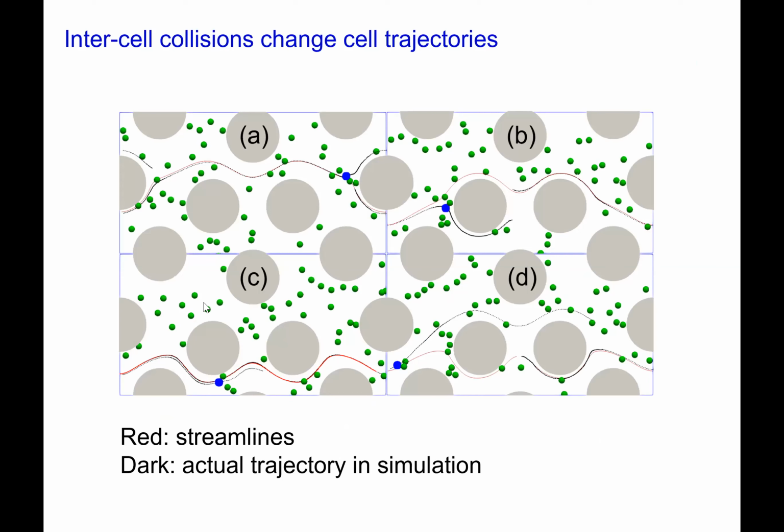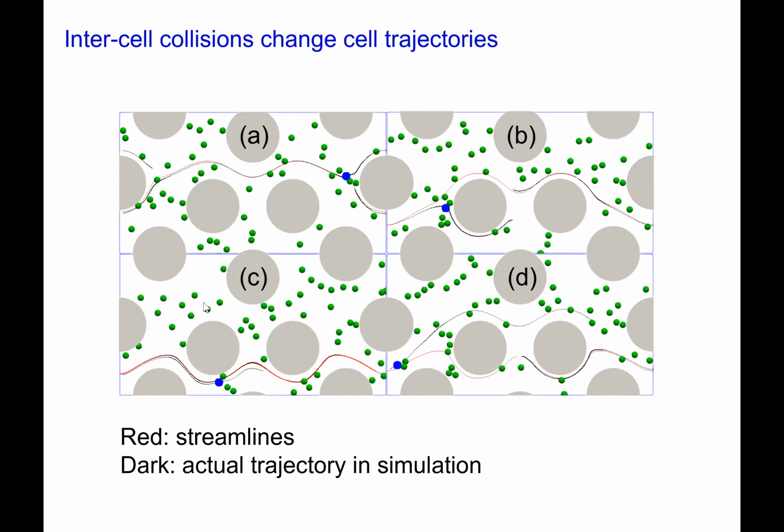As you can see, the red line shows the streamlines, where at each point the tangent direction indicates the flow velocity, and the dark line shows the actual trajectory of the cells in the simulation. As you can tell, if there's no cell collision, then the cell would follow the streamline. But because of the collision between the cells, the trajectory is completely changed.